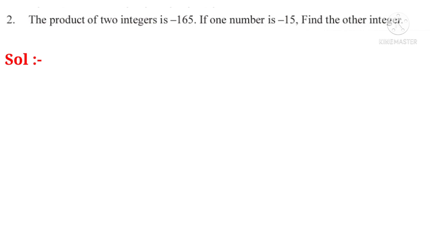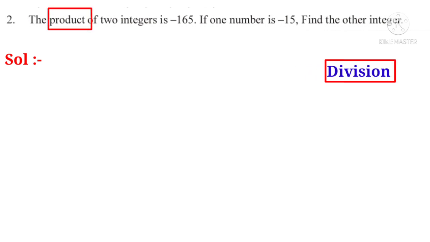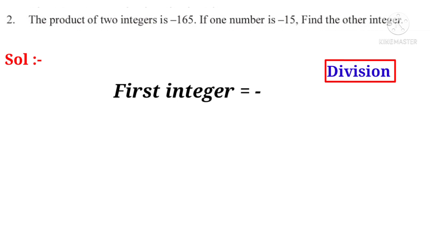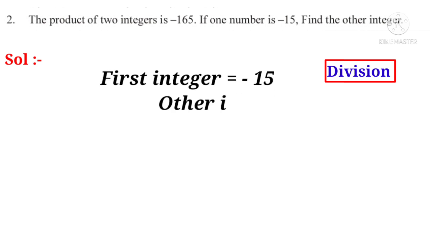Now second problem. The product of two integers is minus 165. If one number is minus 15, find the other integer. Product means multiplication. The inverse of multiplication is division. To find the other integer, we have to make division. So now write first integer is minus 15. Other integer is we don't know. So let it be y say.